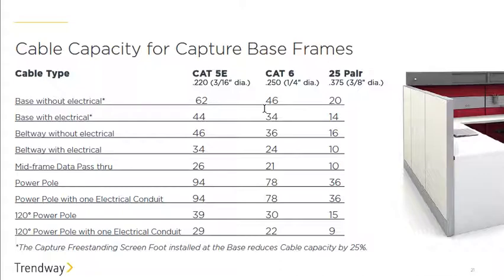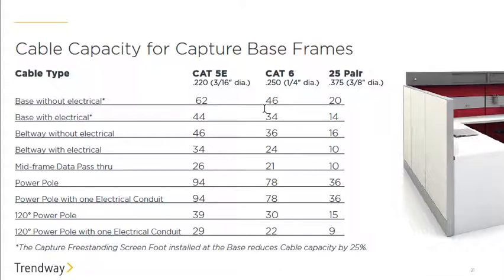We had this in the previous module, and we're showing it again. Following is a list of our cable capacity. As you can see, we offer all different options: base without electrical, base with electrical. We show you power at beltway and with data. Mid-frame is an opening for data pass-through, which is a little bit above the raceway, and then we show you with power poles in 120-degree conditions.